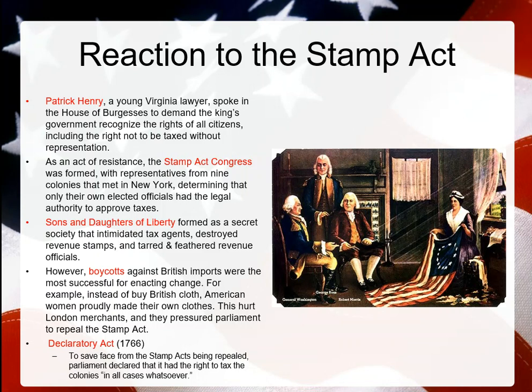So you have the Sons and Daughters of Liberty that start forming. This is a secret society, and they're going to intimidate tax agents. They're going to destroy revenue stamps, tar and feather officials, which will become a common theme as well. However, boycotts against British imports were the most successful for enacting change. For example, instead of buying British cloth, American women would just proudly make their own clothes. And again, it just shows the resolve of the colonies, and especially at this point, the women, right?